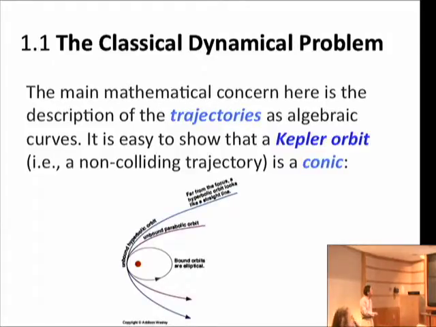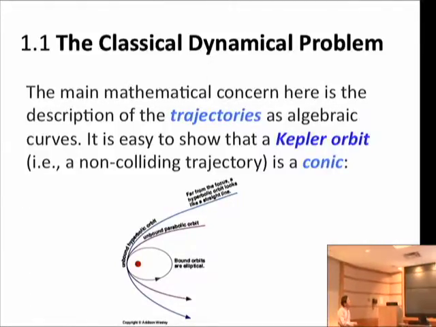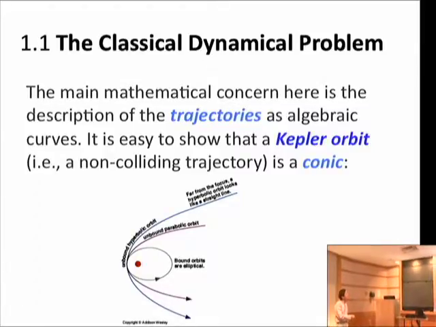Okay. So here is the picture. If the energy of the system is less than zero, you have a bound orbit. That is an ellipse. This is the sun. Roughly the sun, it should be the center of mass. And if the energy is equal to zero, then you get this parabolic orbit. If the energy is bigger than zero, you get this hyperbolic orbit. So in any case, you have a conic, but you have a different description in the three different cases.